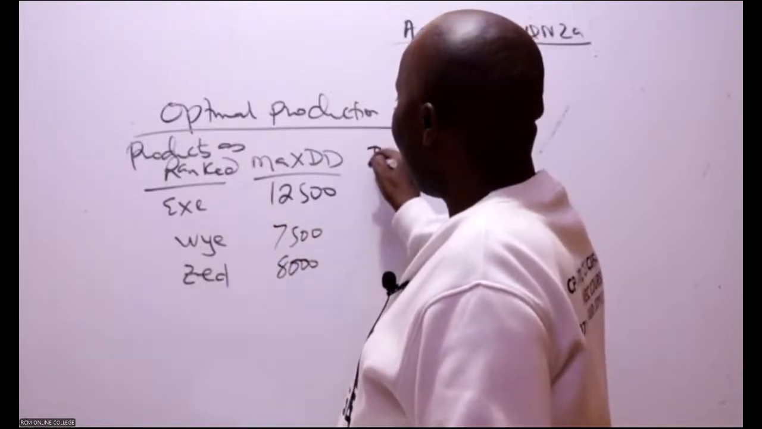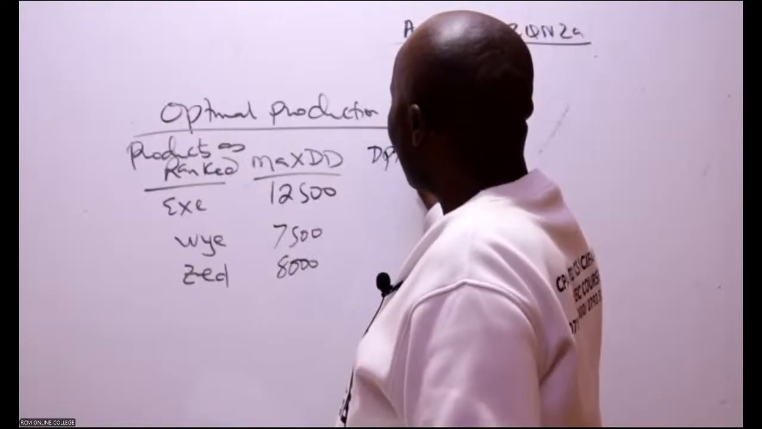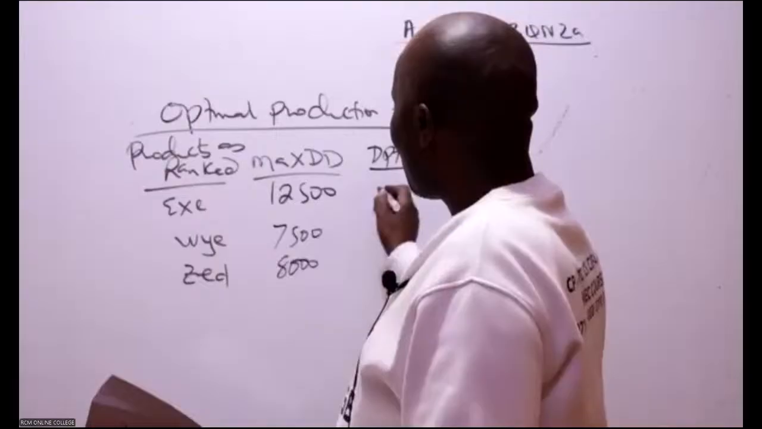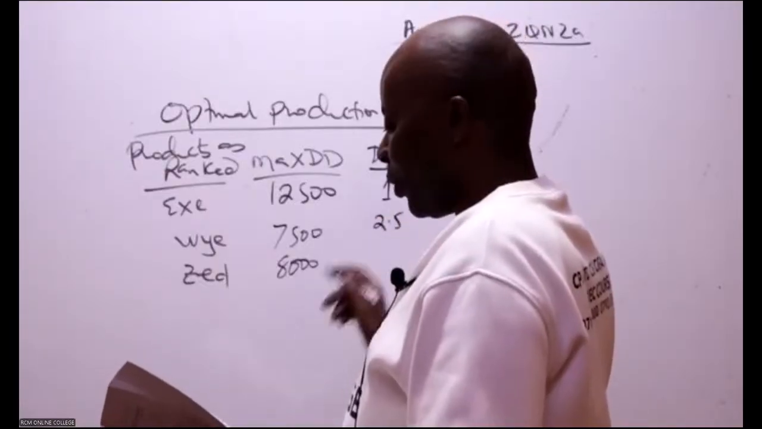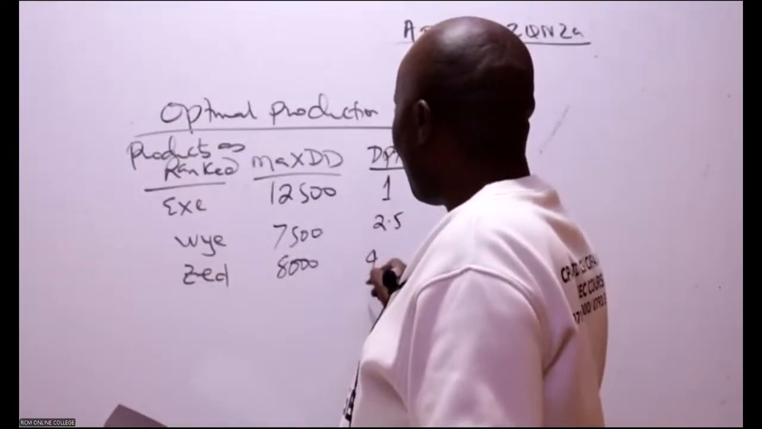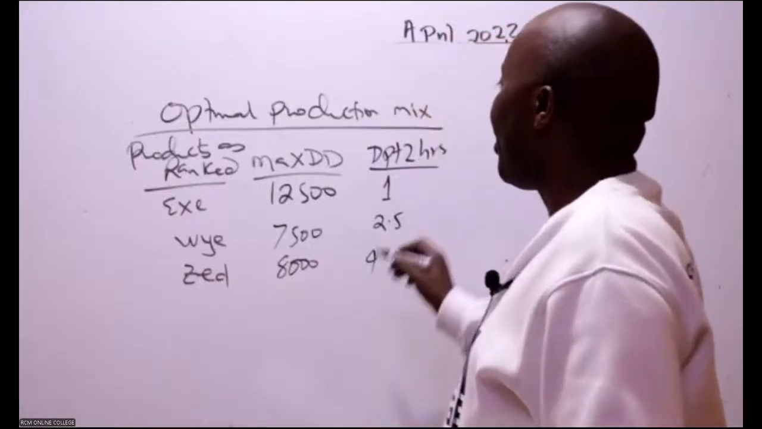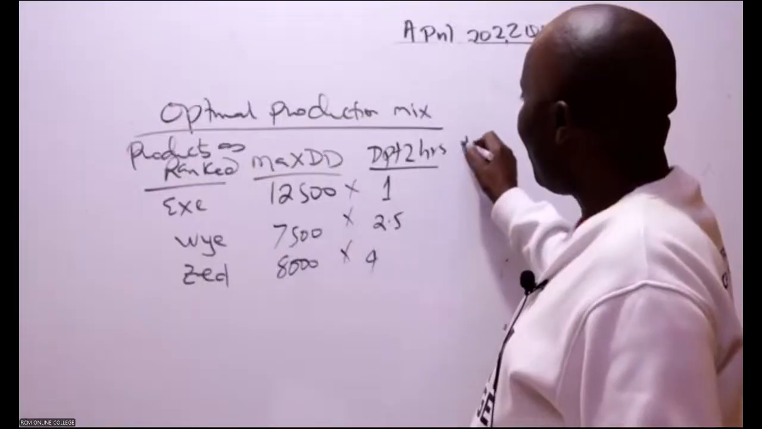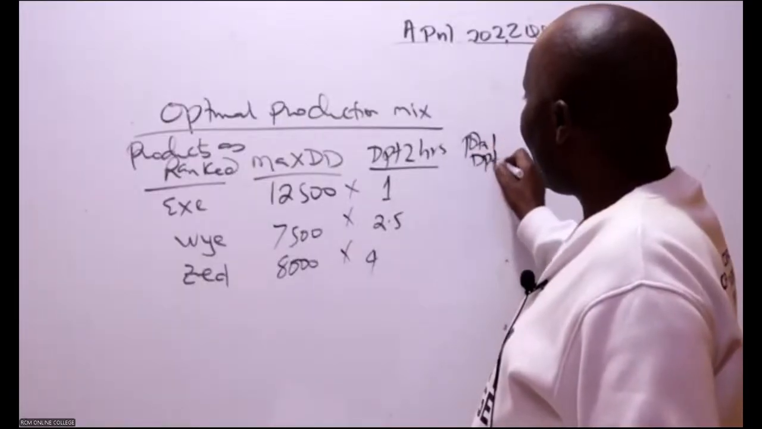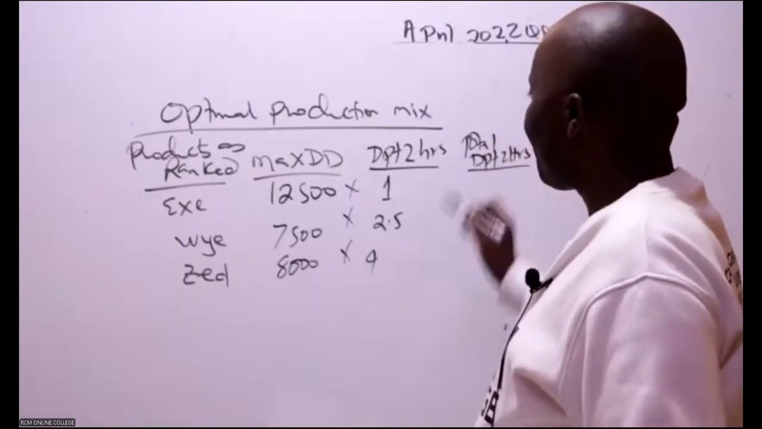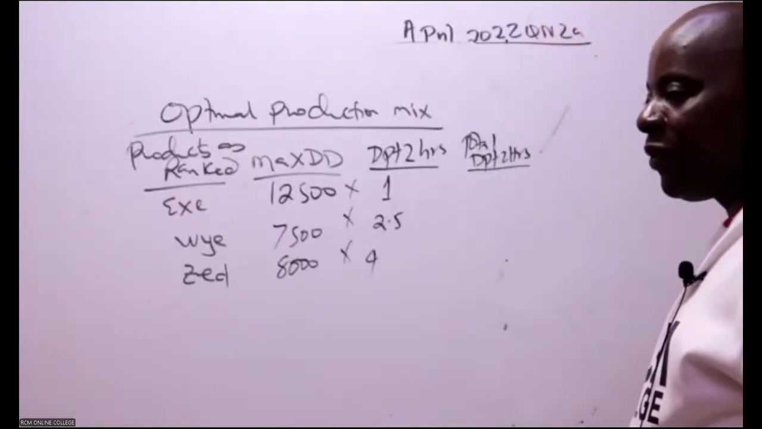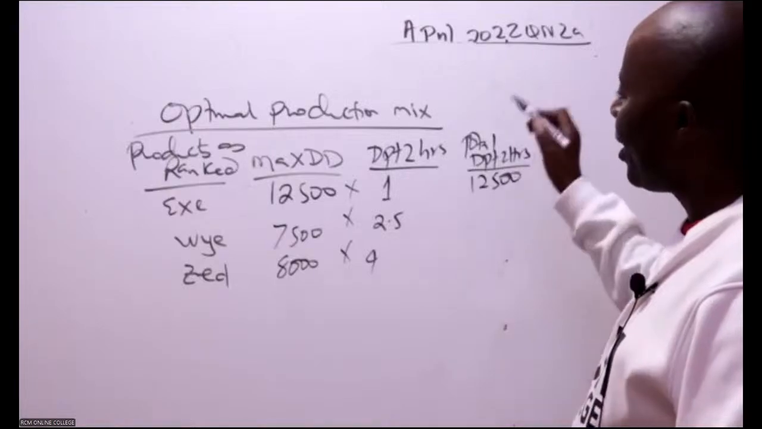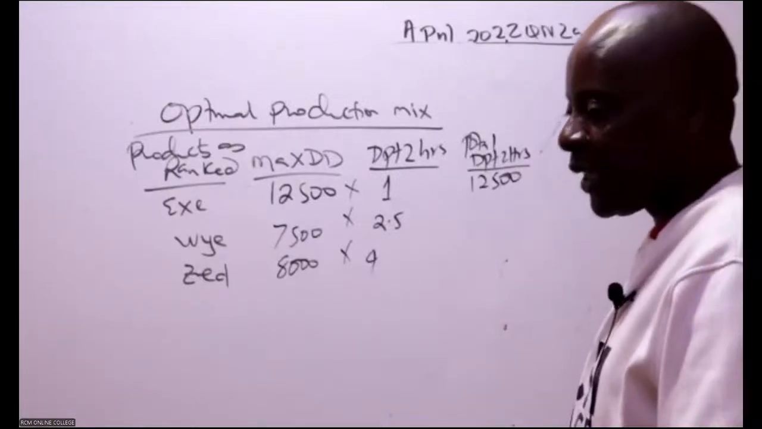Then remember, it's Department 2 hours. So we have 1, 2.5, and 4. Remember these are per unit. Go ahead and multiply them to give us total Department 2 hours. Very easy. So 12,500 times 1 is 12,500. 7,500 times 2.5, that I can't get.